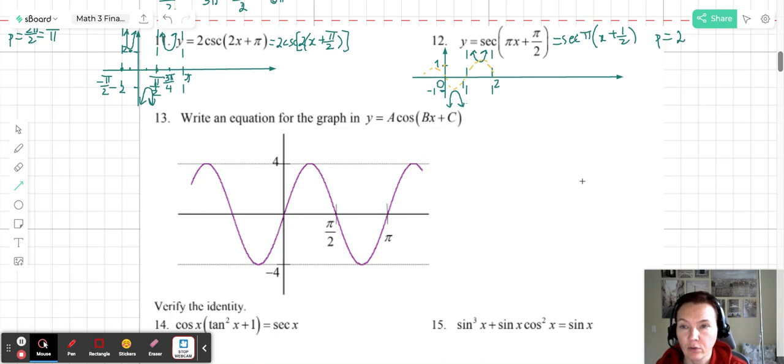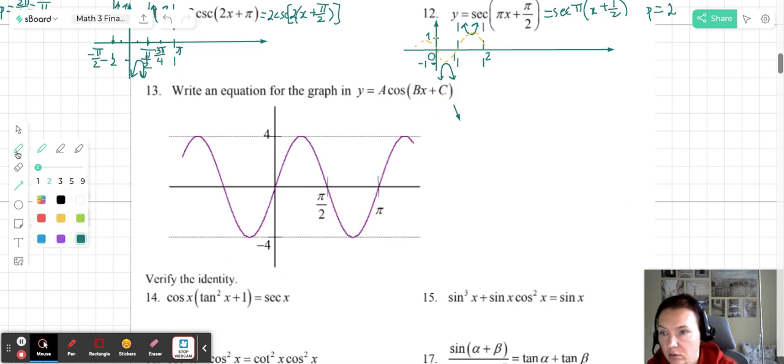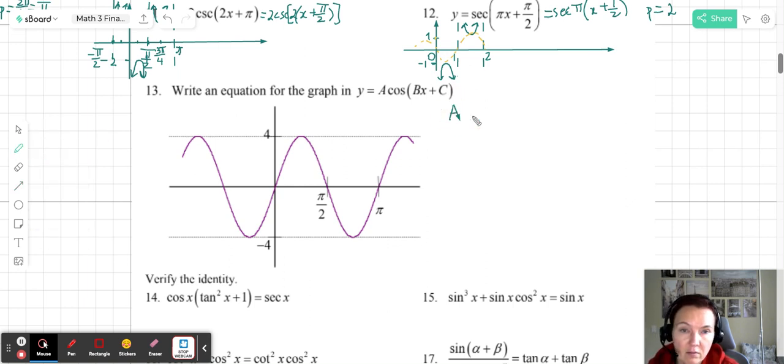Number 13, lucky number 13, an equation for the graph: a times cosine of bx plus c. Let's figure out the amplitude. You can see that the amplitude equals 4, so a equals 4. Then we are figuring out the period. So we can see that is the period. The period equals pi, which means that b has to be equal to 2 pi over the period, over pi, which is 2.